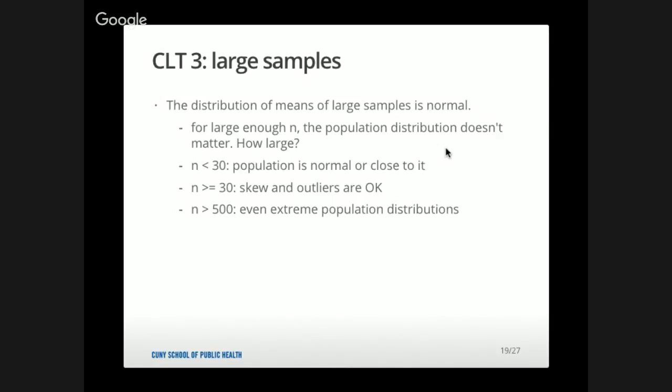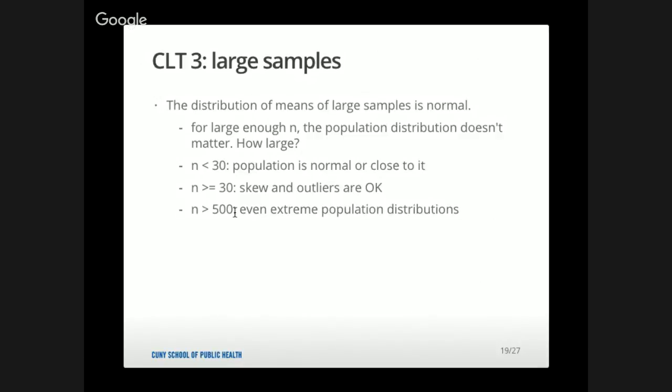less than 30, then it's still okay as long as your population is normal or very close to it. If you have a sample size of more than 30, this is generally considered a large sample, and even skew and some outliers are okay. And then if you have n greater than 500, that's quite a large sample, and really even pretty extreme population distributions are okay. That's surprising too, isn't it? That n equals 500 is a very large sample size.